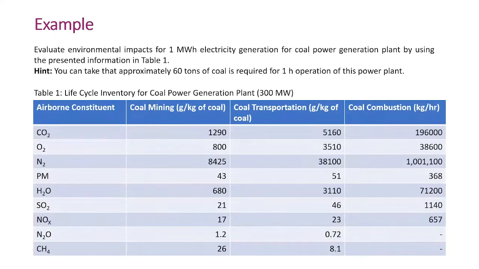In this question, we need to evaluate the environmental impact of a coal power plant producing 1 MWh of electricity. In the table, all airborne emission values are given for a 300 MW power plant. We inform you that these values are representative and do not reflect real case values. The requirement of coal is also given as 60 tons for 1 hour of operation of this power plant. And before jumping to the solution, let's understand the variants of life cycle assessment studies.